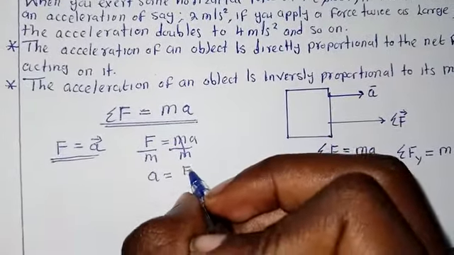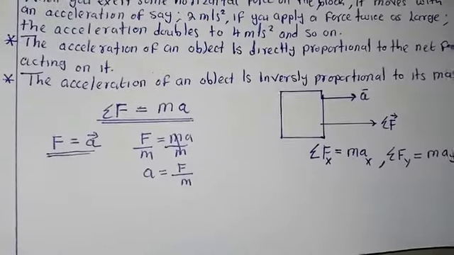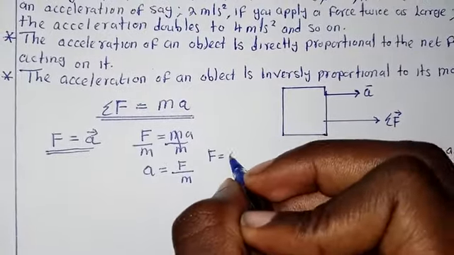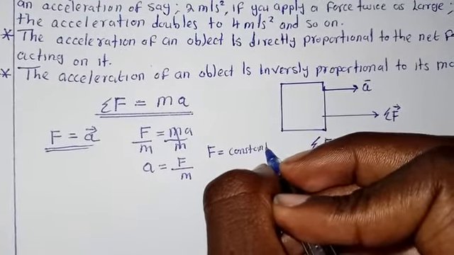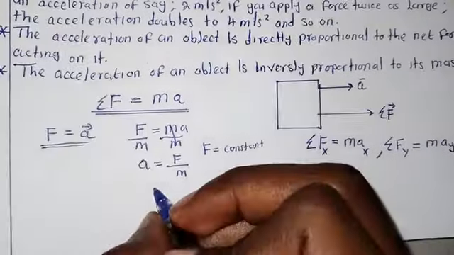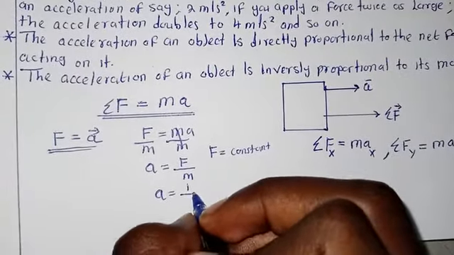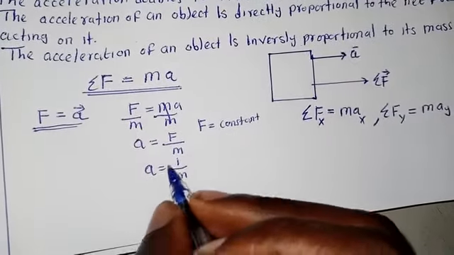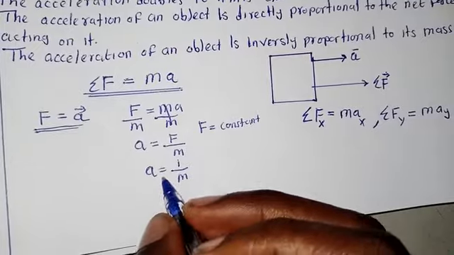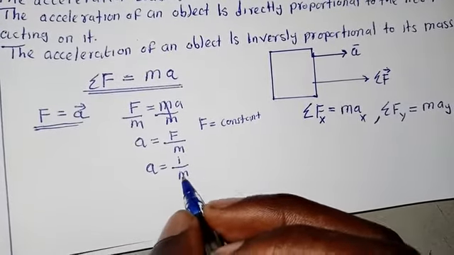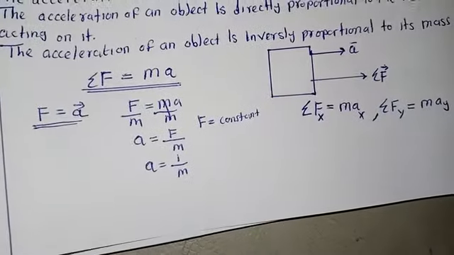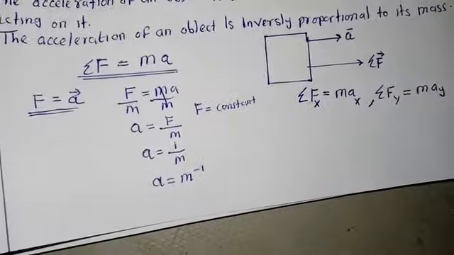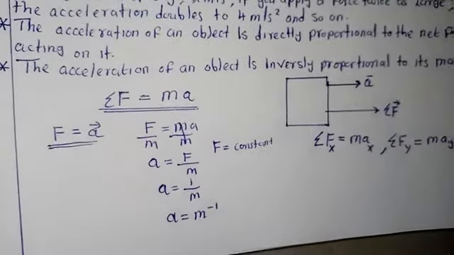Then we're going to have F over m. Now, if we keep the force constant, then automatically we're going to have something like this. This simply means that the acceleration is inversely proportional to the mass, because this is inverse. This is just the same as acceleration is equal to 1 over m, like this. Have you seen? So this is an inverse relationship.